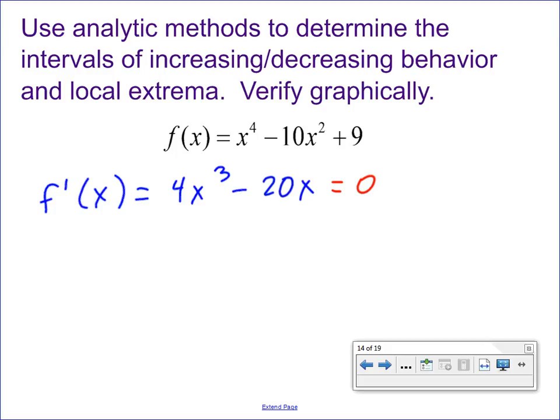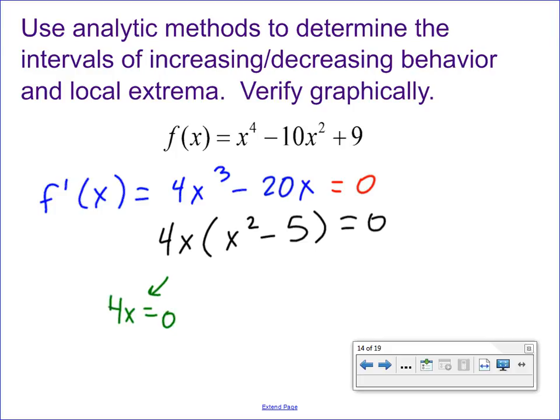Factor first or fail, right? So I'm going to go ahead and pull out my greatest common factor. Looks like 4x. Leaves me with x squared minus 5. Very nice. Well, does this ever happen? Yeah, it looks like it happens when 4x equals 0, or x equals 0, and when x squared minus 5 equals 0.